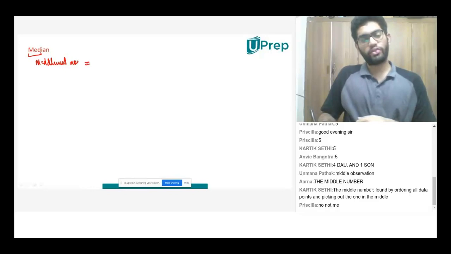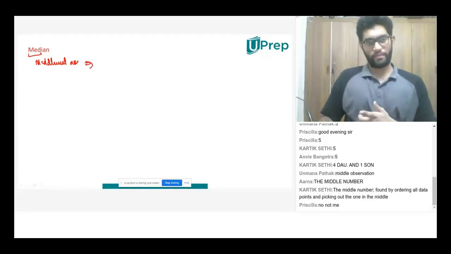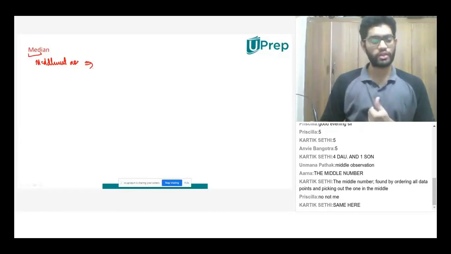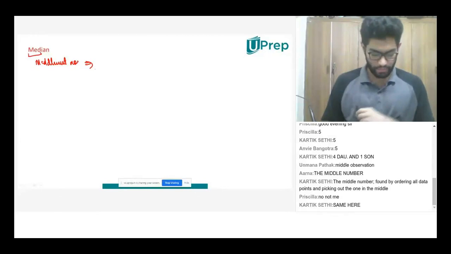In some cases, the mean and the median will be the same. In some cases, they will not be the same. But now let's look at how the median is to be found out. Now let's understand what median is.